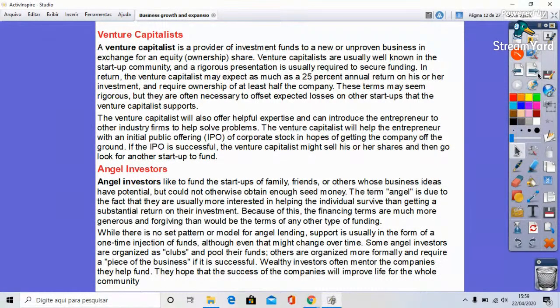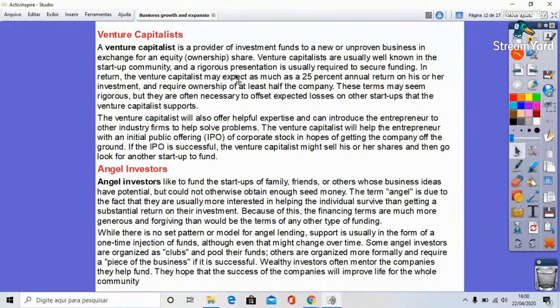We have venture capitalists. What's a venture capitalist? It's a provider of investment funds to a new, unproven business. I have a good idea, but I don't have the money. Okay, so a venture capitalist can give me money, but what do they want? They want equity, an owner share. They want to own half my business. Venture capitalists are usually well known in the startup community, and a rigorous presentation is usually required to secure funding. If I want a venture capitalist to invest in my idea, I need a rigorous presentation to present my product.